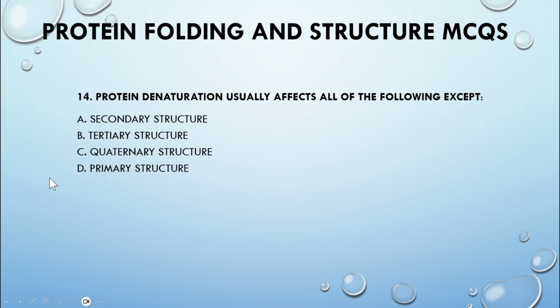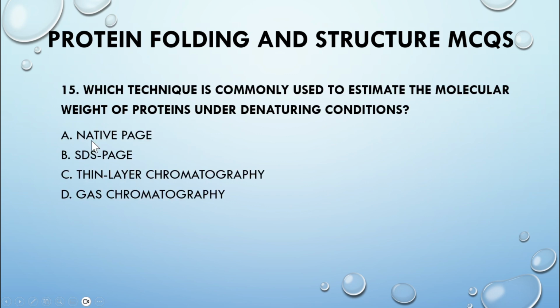What did you comment? The correct option here is the primary structure. Let me know if you got it or not. The correct option is primary structure because denaturation disrupts non-covalent interactions but usually does not break the peptide bond, which is what the primary structure is made of.